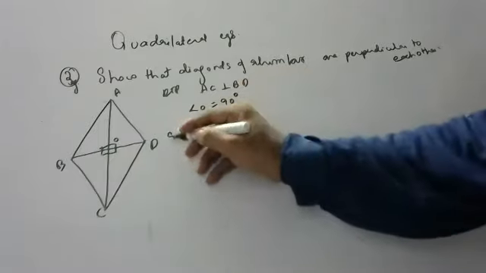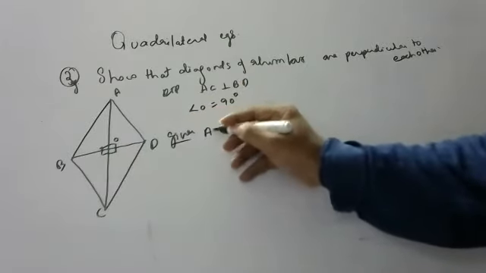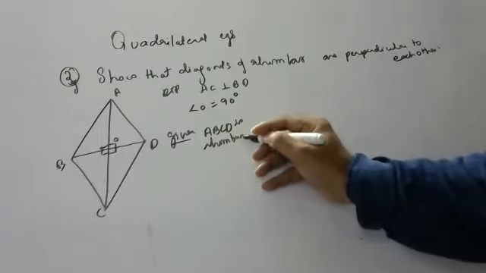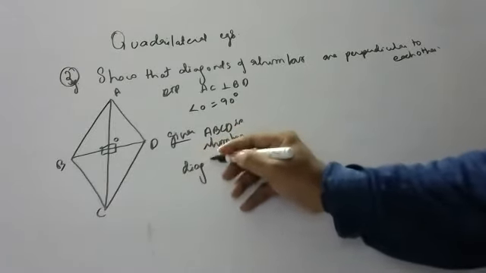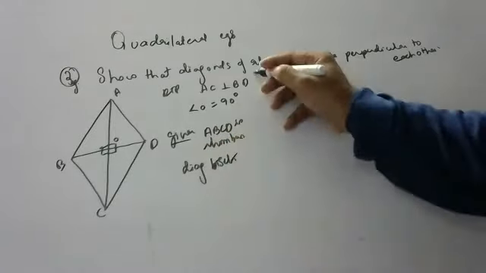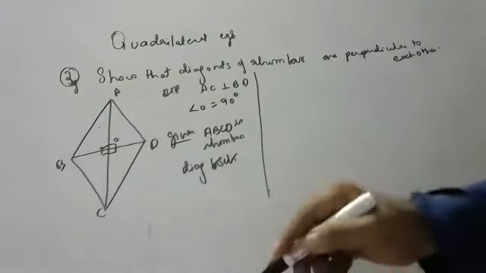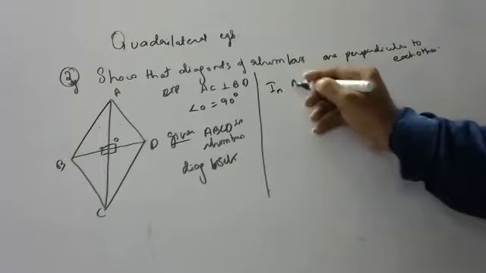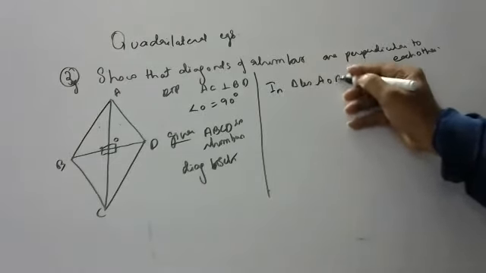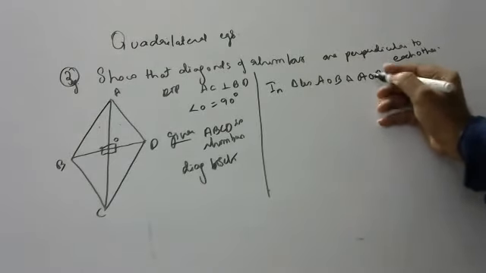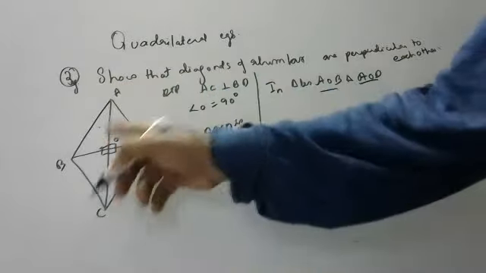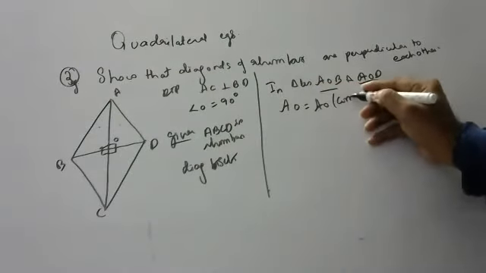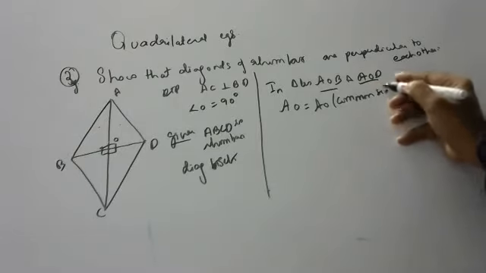What is given, children? Given is ABCD is a rhombus. And in a rhombus, we know the diagonals bisect each other. Okay, children, let me take one example. In triangles AOB and AOD, please all of you see, children. AO is equal to AO. Can anyone say why? Common side.